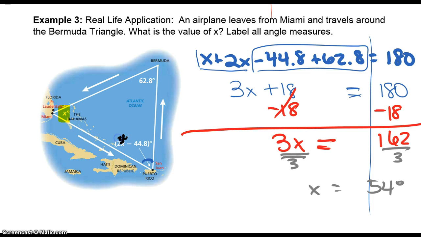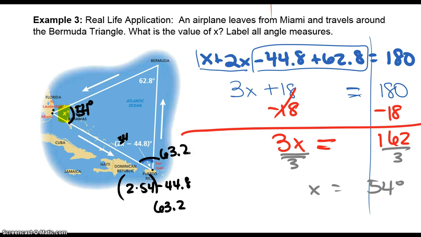I'm not sure if that's right, so I go back to the original and plug in a 54 where I see x. Here, this one's 54. And then 2 times 54 minus 44.8. So order of operations, I do 2 times 54, subtract off 44.8, and I get 63.2. So this angle right down here is 63.2. So I can check my work by adding 63.2 plus 62.8 plus 54 and see if that equals 180. And check mark, then you're finished.